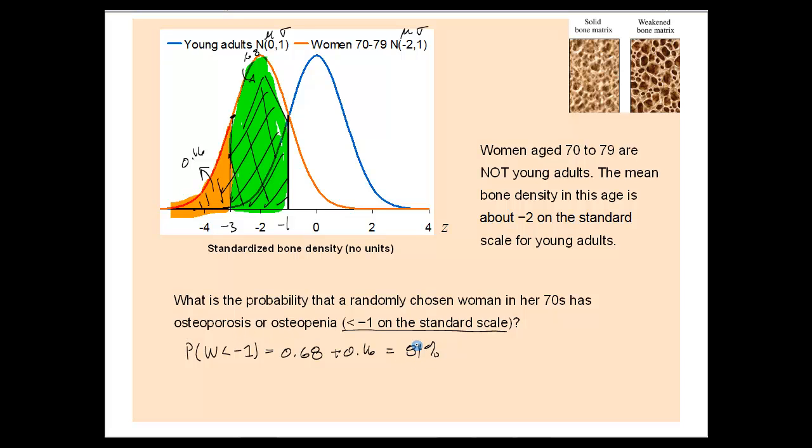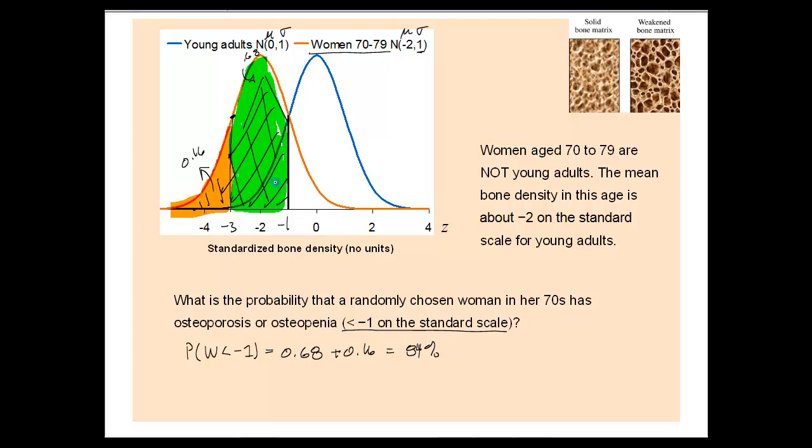So again, 84%. Now how did that work again? This orange curve, I'm not even looking at the blue curve now because I'm talking about women aged 70 to 79. I find the mean, and then if I look at 1 standard deviation above and 1 standard deviation below, and here's my standard deviation, 68% of the data will lie in this green region.